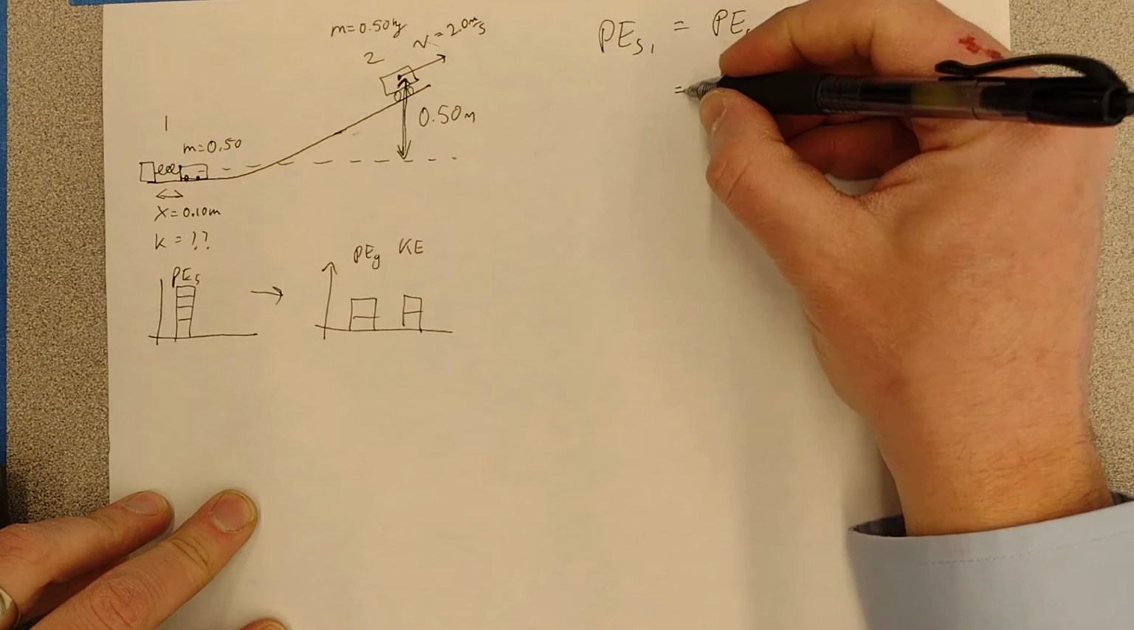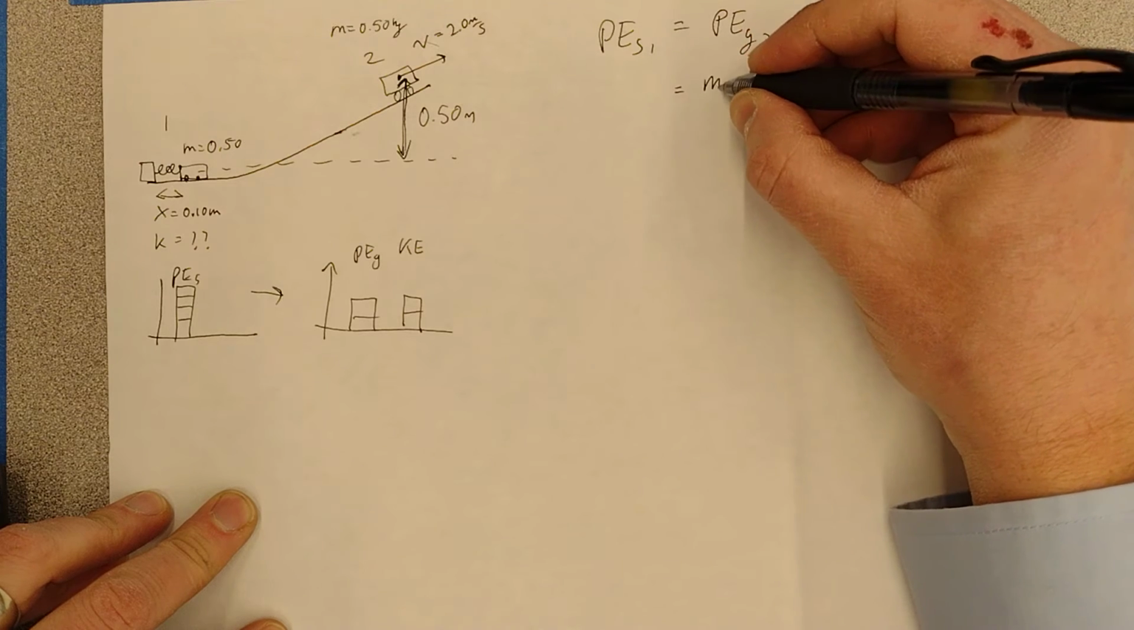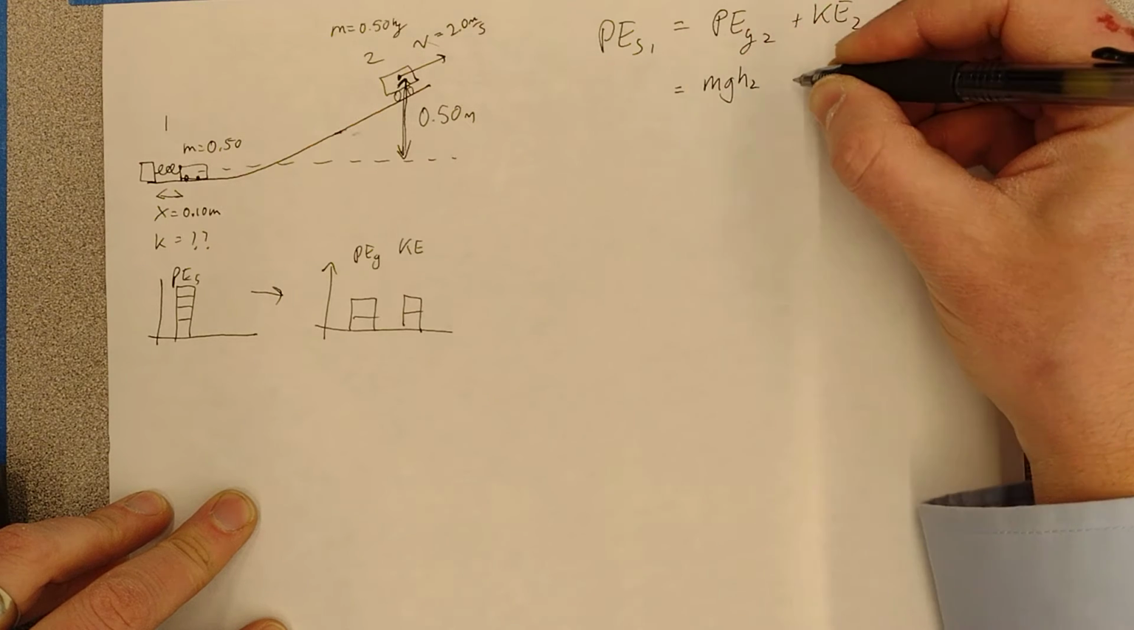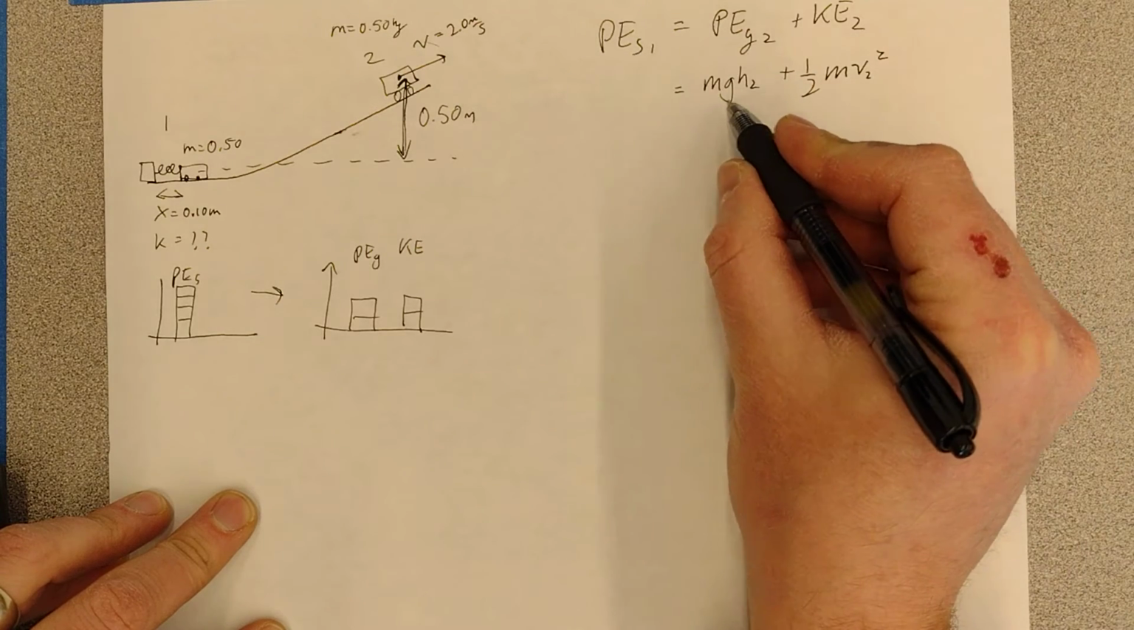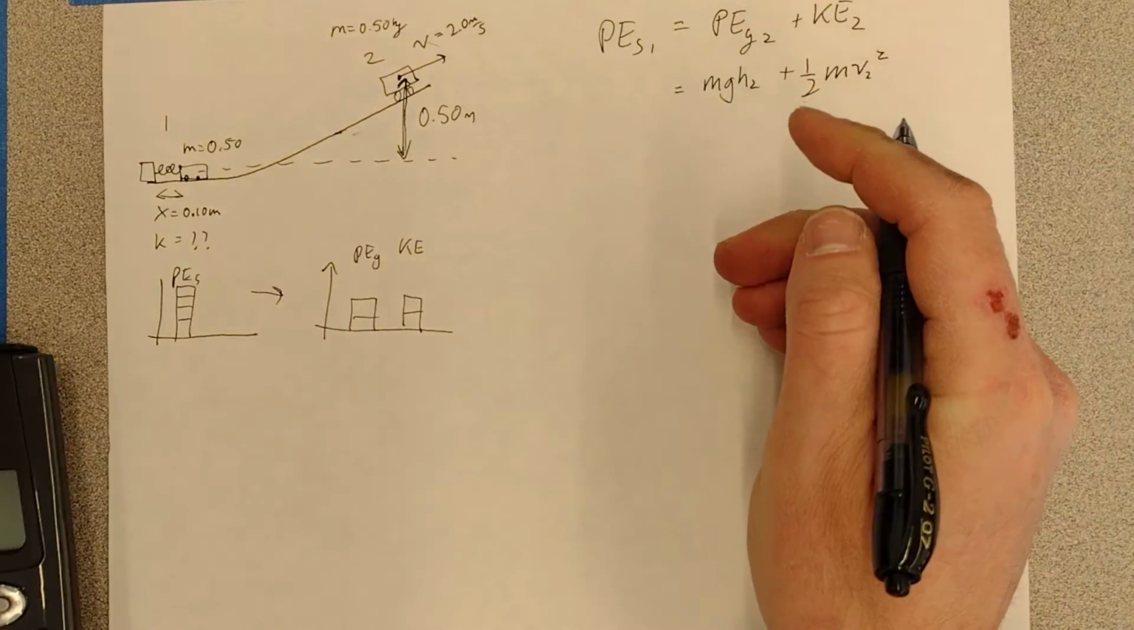So you know what, I'm going to do that off to the side here first. I'm going to do that first. So mgh2 plus 1/2 mv2 squared. So it's gravitational energy at 2 plus the kinetic energy at 2.